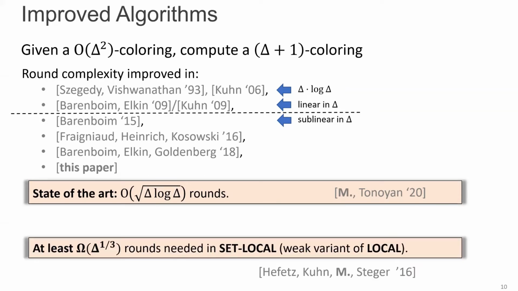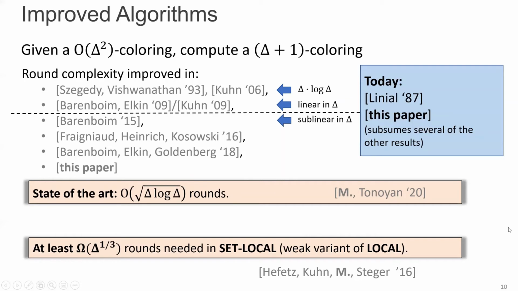And a few years back, we also showed a lower bound of delta to the 1/3 rounds, but this lower bound does not hold in the original LOCAL model, or at least the proof does not work. It's a weak variant of the model in which you cannot count. And interestingly, all of these sublinear in delta algorithms here do not work in this model.